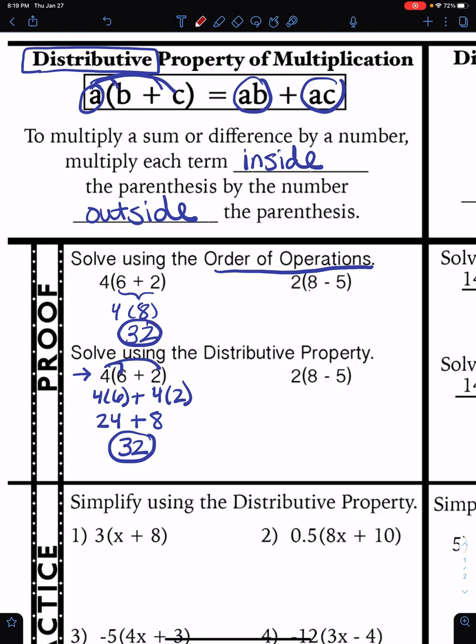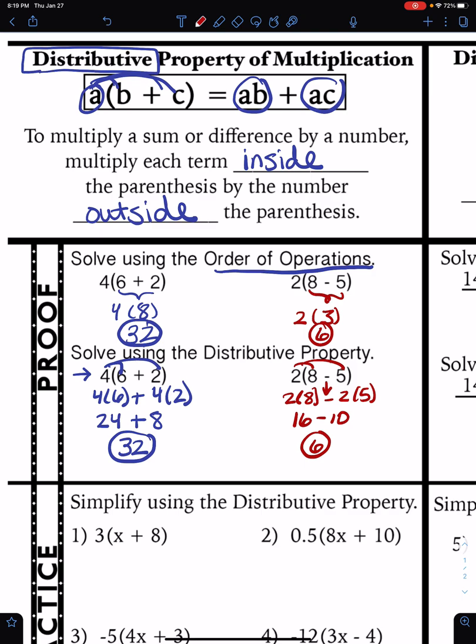Let's try that over here. Using the order of operations, 8 minus 5 is 3, and 3 times 2 is 6. Using the distributive property, we'd have 2 times 8, 2 times 5. We would subtract them and get 16 minus 10, which is also 6. So that's doing the same problem, first with the order of operations and then with the distributive property, and our answer should be the same.